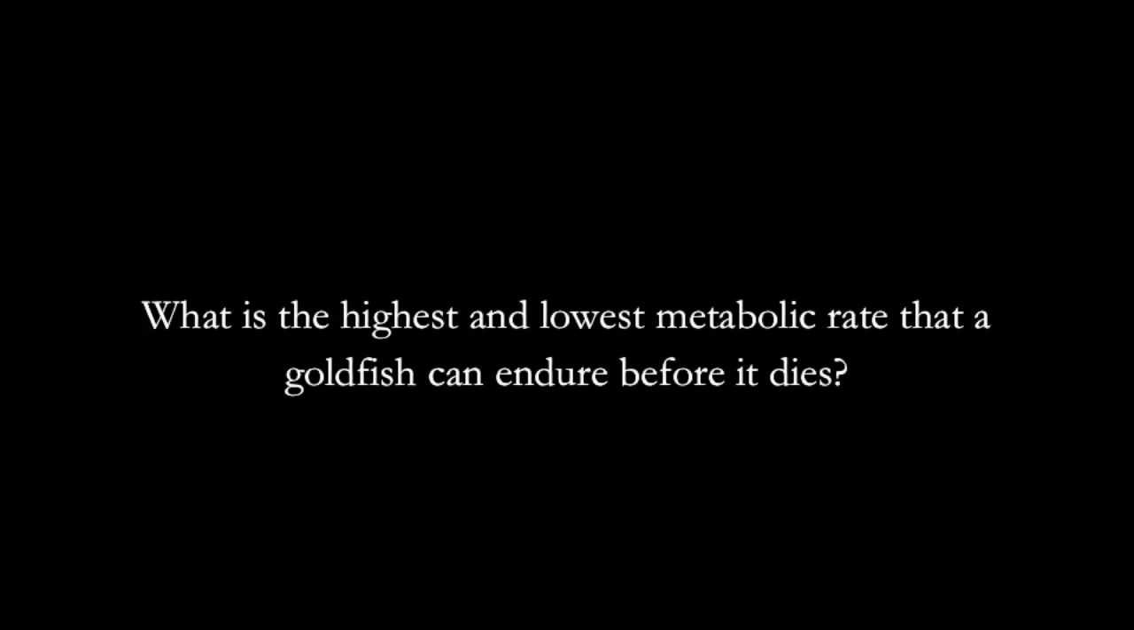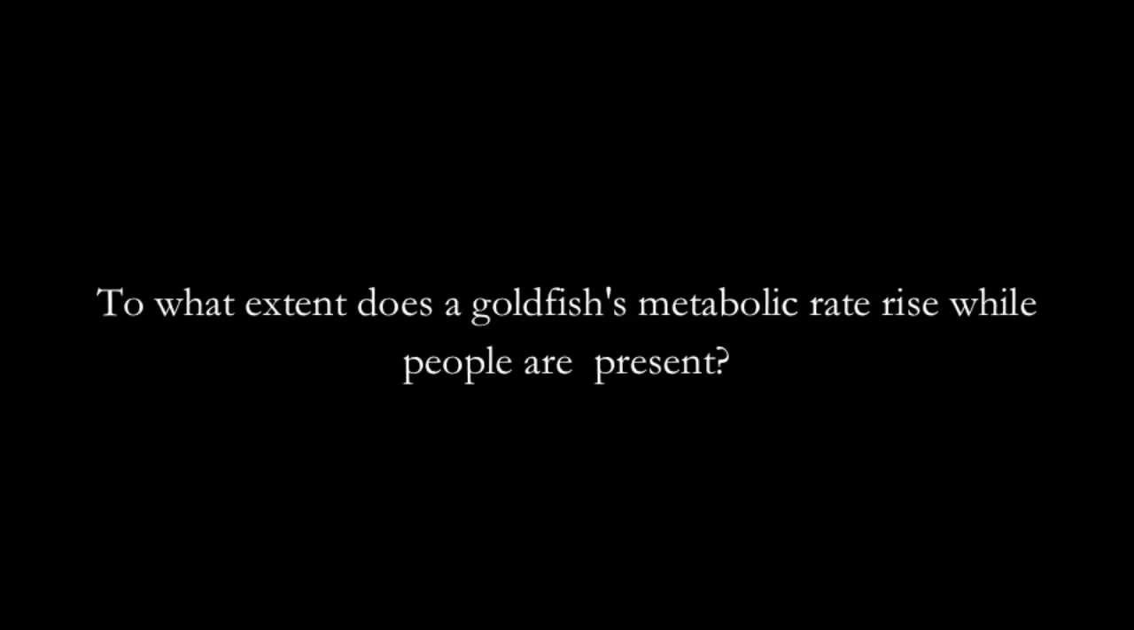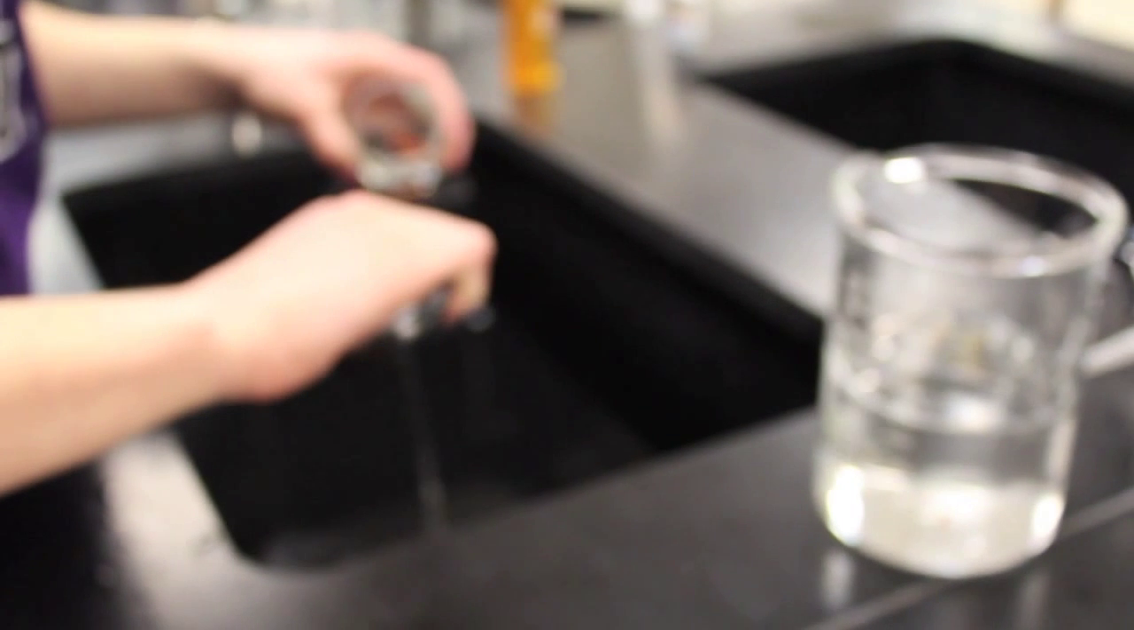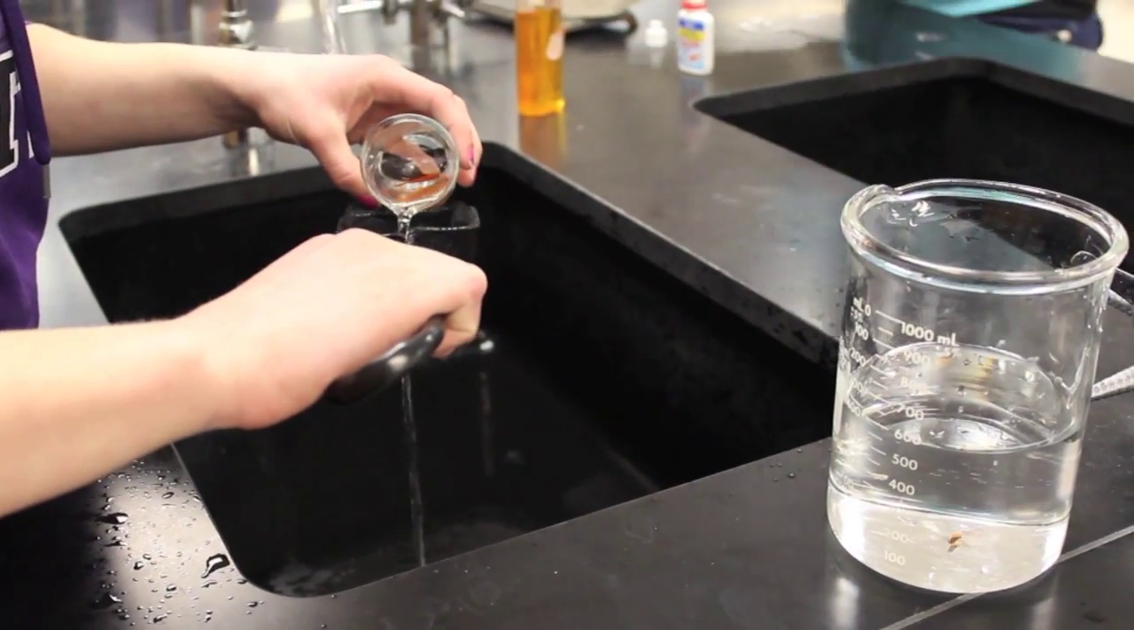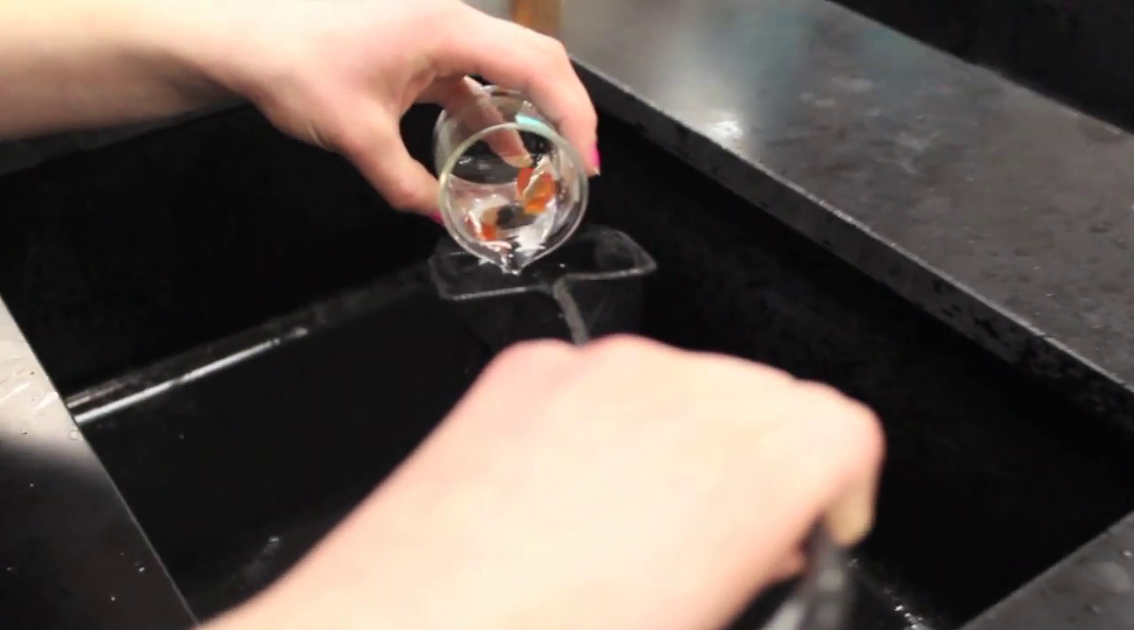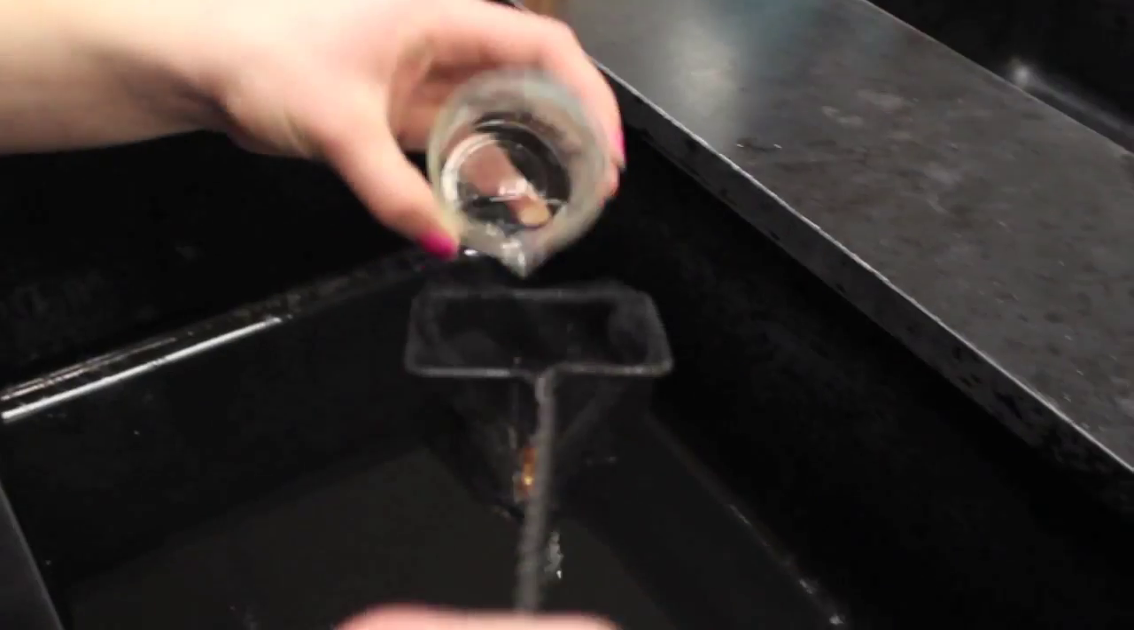This experiment also gives rise to new questions, such as, what is the highest and lowest metabolic rate that a goldfish can endure before it dies? To what extent does a fish's metabolic rate rise while people are present? How long is a fish expected to live in an environment with abnormal temperature? Surely for aquarium fish, the conditions inside the aquarium easily affect the goldfish. But how will the fish react to dramatic changes in the conditions outside of the aquarium? The answers to these questions may easily be acquired through research. But if you're motivated enough, perhaps it is your turn to conduct another experiment.